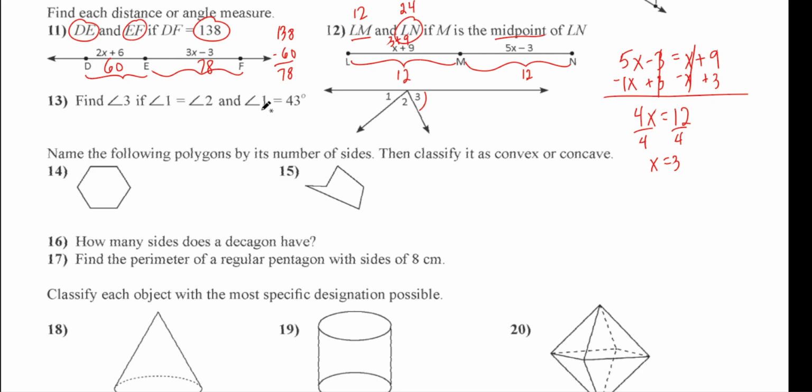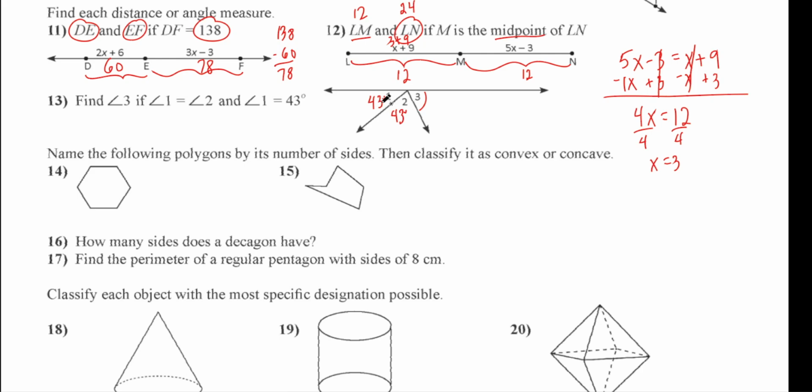They also tell you angle 1 is what? 43 degrees. So angle 1 is 43 degrees. What's angle 2? Yeah, it's 43 degrees as well. Why? That's right, because they told you right here that they're equal to each other. So this is 43, this is 43. They ask for this. That's all the numbers they give you. How in the world are you going to find this angle right here?